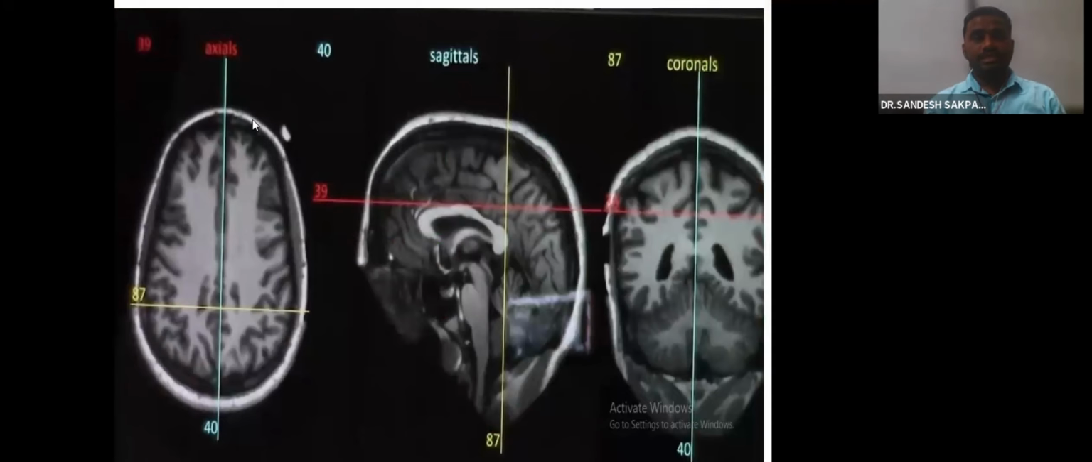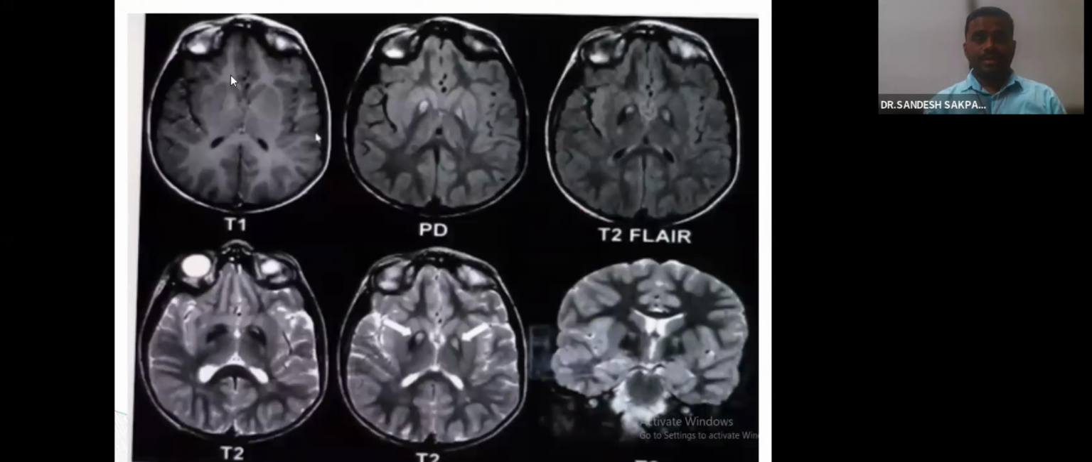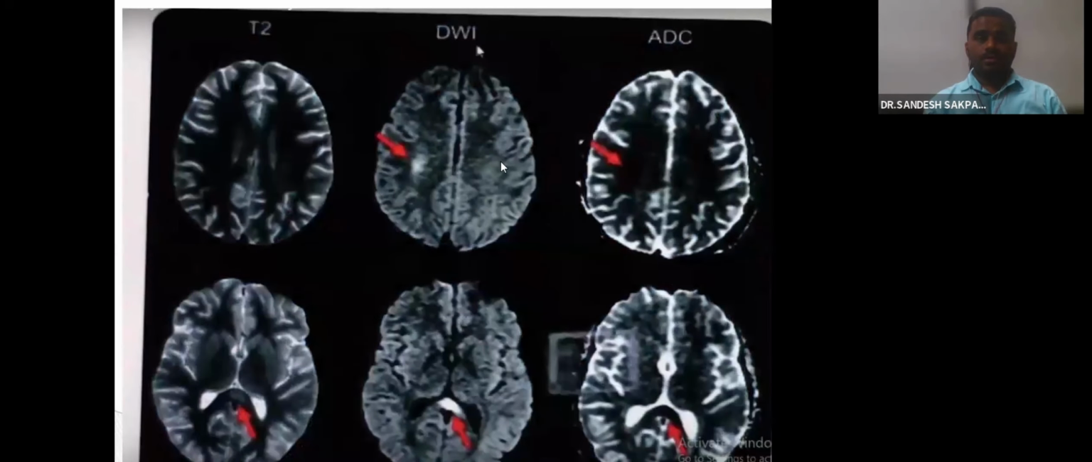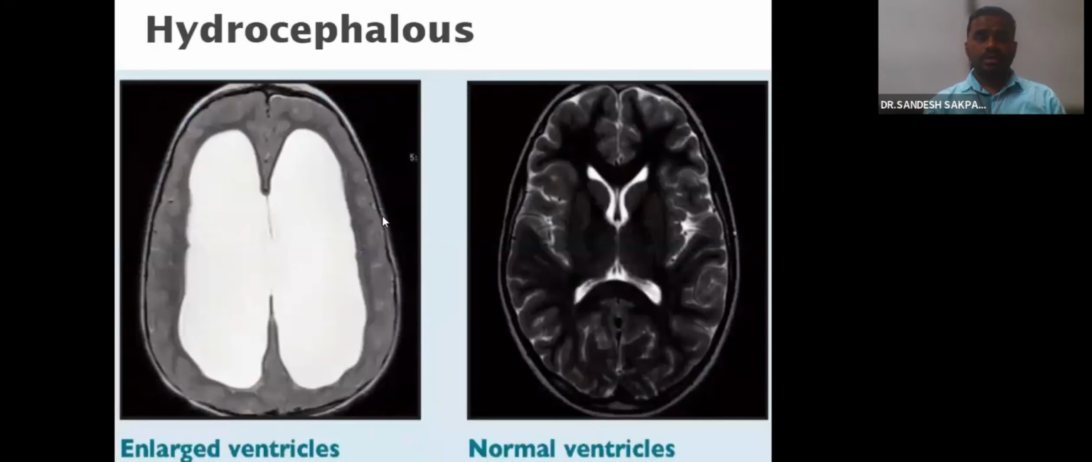So three sections, as I said: axial, sagittal and coronal. In T1 weighted images, the fluid will be black. In T2, the fluid will be white. In diffusion weighted images, you can see the diffusion. If there is an abnormal disorder, it will be hyperintense. So this is an infarct. You can see the impact in diffusion weighted images. So abnormal pathologies can be detected on the MRI.